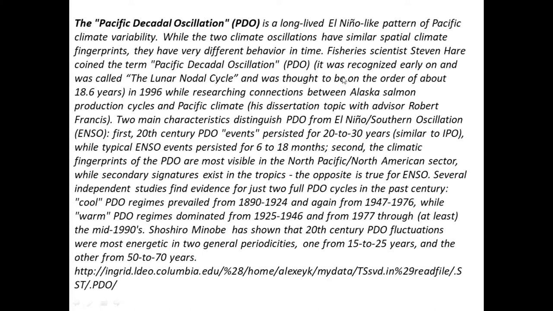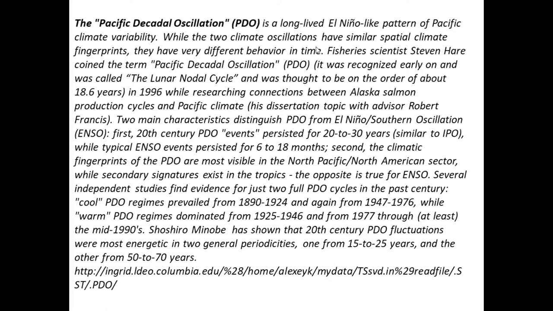While the two climate oscillations have similar spatial climate fingerprints, they have very different behavior in time. They're talking about El Nino and the PDO, not the IPO. So the two climate oscillations, ENSO and the PDO, have similar spatial climate fingerprints, in other words, looking at the sea surface temperature and other parameters that are considered, but very different behavior in time.